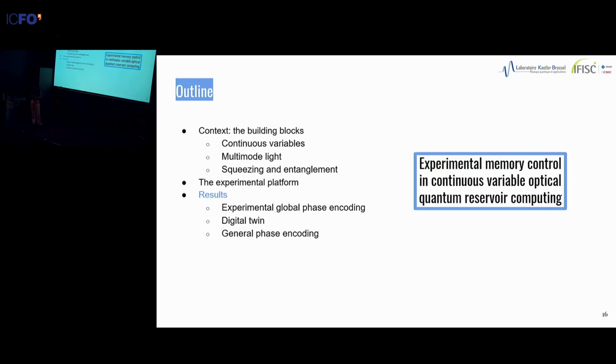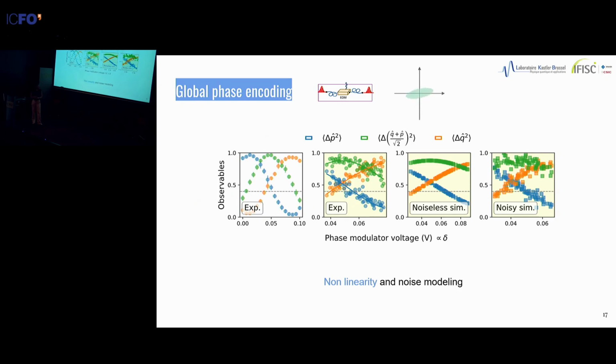So now comes the part of the results. This is what we did in the experiment, the global phase encoding, meaning that we just turn the whole pump. By turning just the whole pump, you can measure just one mode, the quadratures and the correlations. And you can see that we have a sort of cosine or sine behavior, which is nonlinear enough to do what we want to do. And of course, we also have some noise when we don't do a lot of averages, but we can simulate pretty well what is happening.